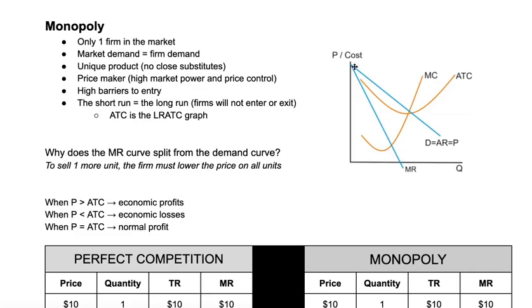Now, once again, just a reminder that the marginal revenue curve does split from the demand curve, and that's because in order to sell one more unit, the firm must lower the price on items that could have been sold at higher prices. Okay, we've addressed that in the first section.